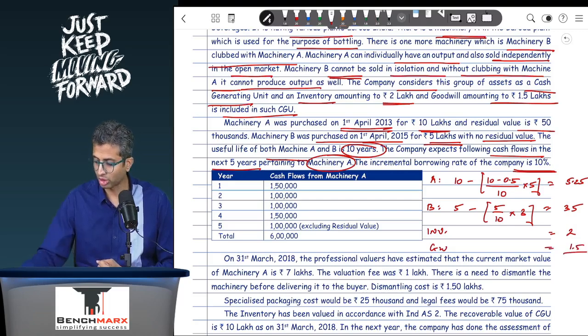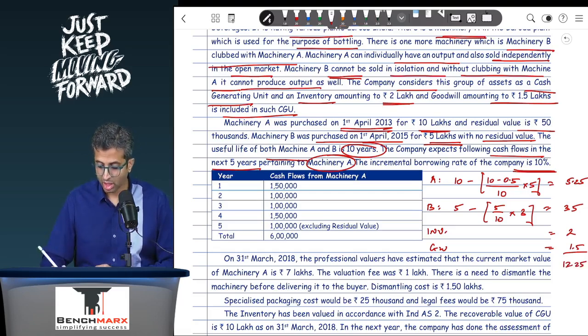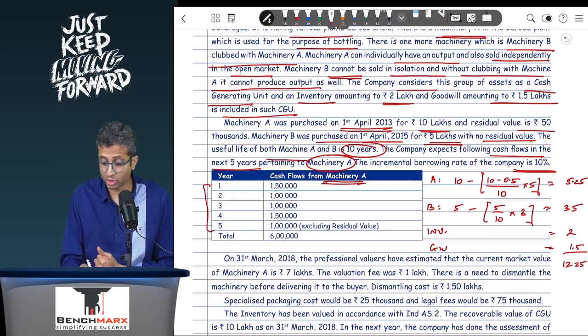So if I total all of this, this is 5.25 plus 3.5 plus 2 plus 1.5, and hence this will come to 12.25. This is the carrying value on 31st March 18 for your cash generating unit. Now you need to compare this with the recoverable value. Someone will say, chalo, recoverable value is given as a present value of future cash flows. Remember, this is only for machinery. We want to find the recoverable value for the cash generating unit.